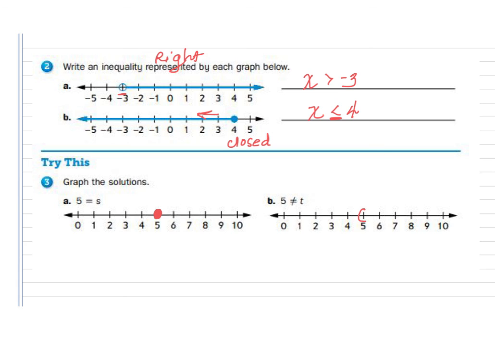So I'm going to have T be open because I know it doesn't include it. Anything will work that's greater as long as it's not 5. And anything will work also that's less than as long as it's not 5. Because T just cannot equal 5.